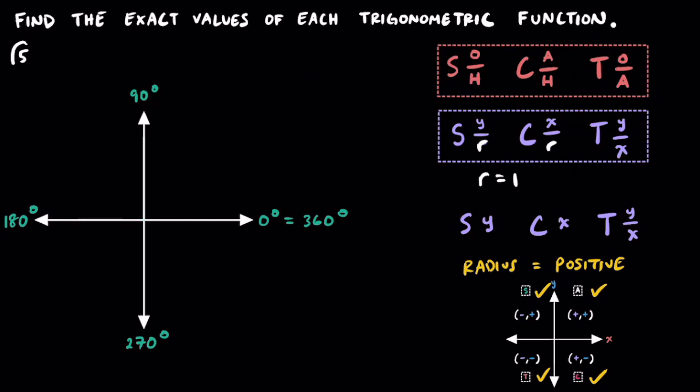For example 5, let's try finding secant of 135 degrees.